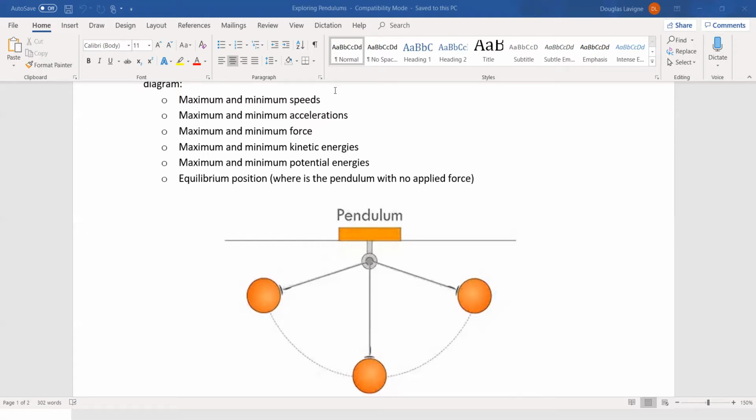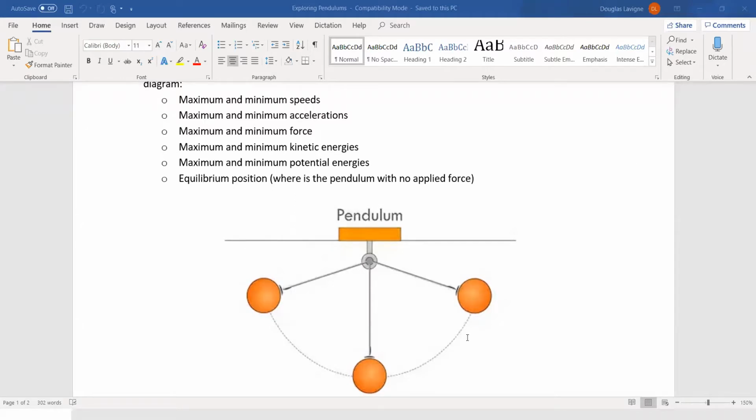We are to label for our pre-lab each of these characteristics up here, maximum and minimum speeds. I'm going to see if I can get some input from you guys, and if not, you'll have to talk to do this because I can't see the chat currently. Where would the maximum speed be in this pendulum? Just think about it. If it's oscillating back and forth, where is it going to be going the fastest? Any thoughts? Maybe through the middle.